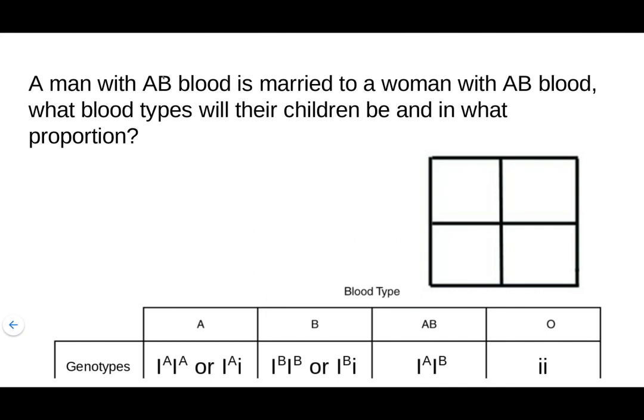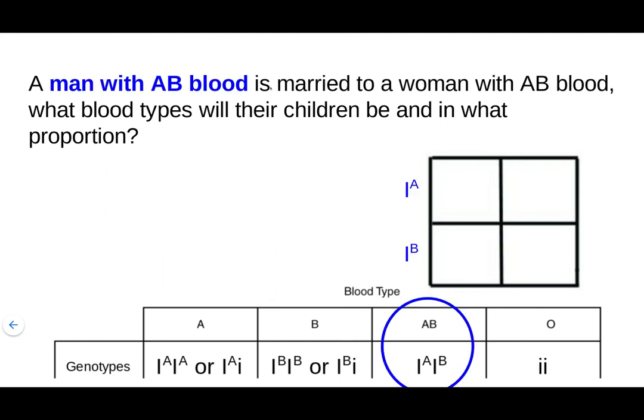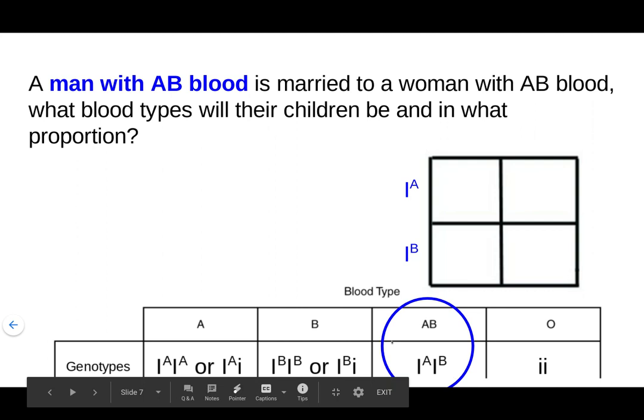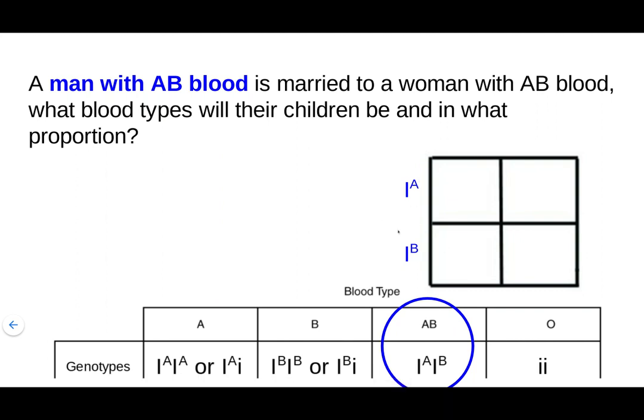A man with AB blood is married to a woman with AB blood. What blood types will their children be and in what proportions? First, I'm going to pick out the man's genotype. He's AB blood. To be AB blood, the only genotype option is capital IA, capital IB. Remember, those are codominant, so they both show up. That's why he's AB. So I'm going to spread him on one side of the Punnett square.